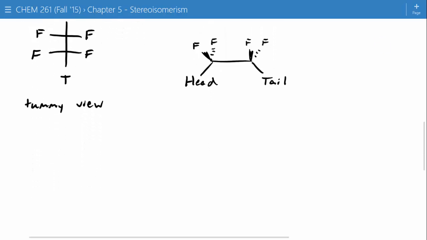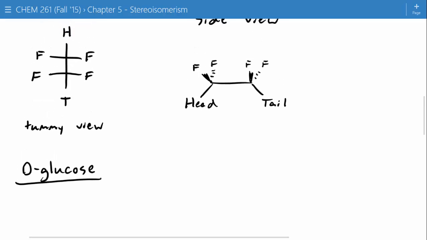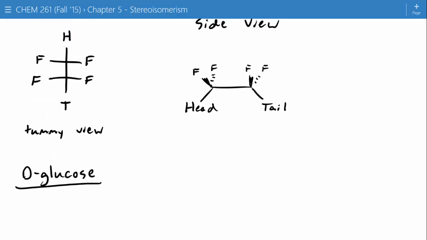All right, let's do an example with D-glucose. Can you just move back a little bit? You guys like my cat analogy?